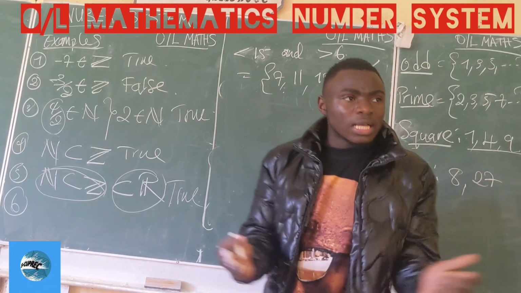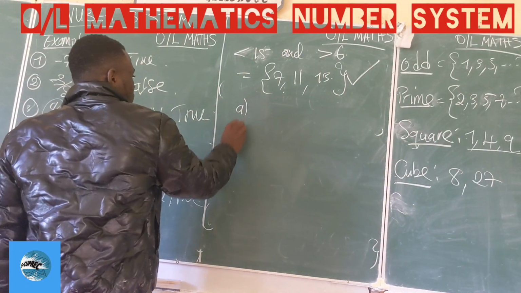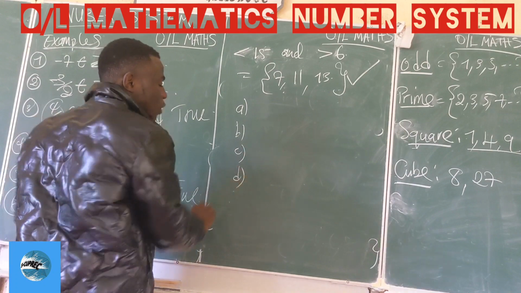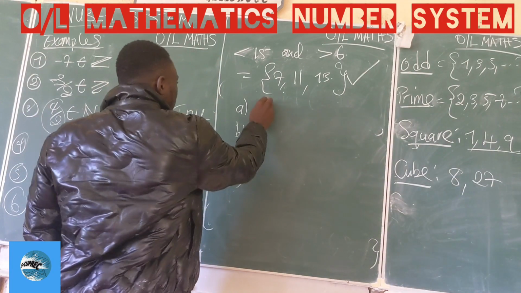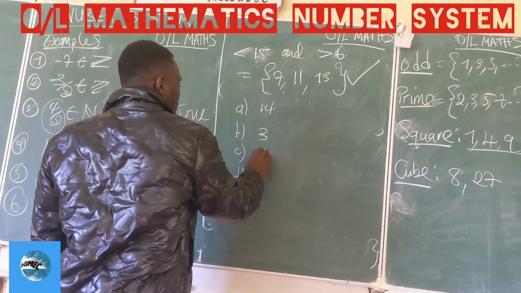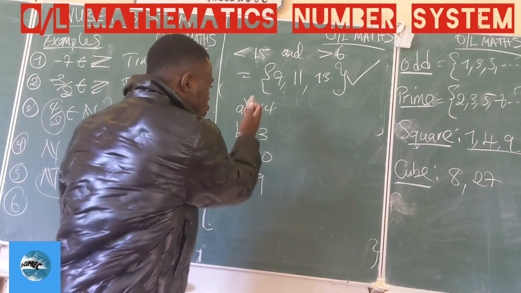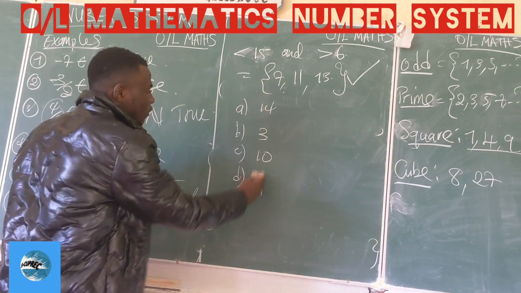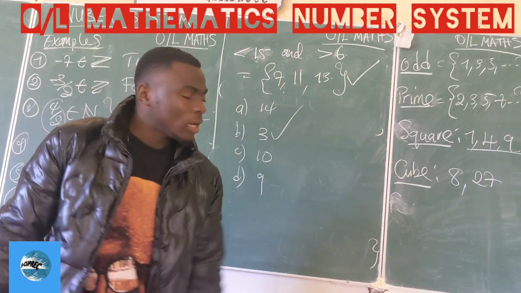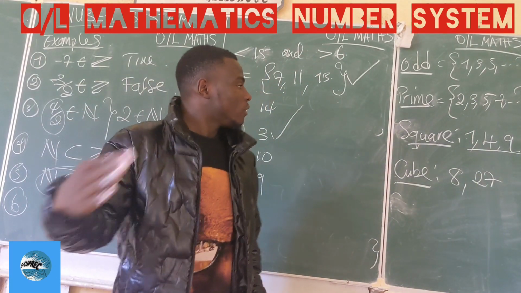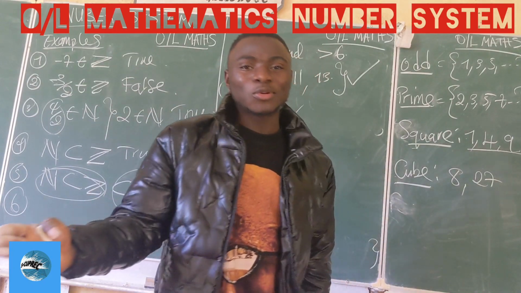And there are other ways in which you can set questions. They are going to ask you, from the options below, which of the following is a prime number? And they give 14, 3, 10, and 9. Which of them is a prime number? You have to choose. The only prime number among these options is what? 3. And that's the correct answer. Which of the following among the options is a cube number? Which of the following among the options is a square number? It's an odd number, it's an even number, and so on.